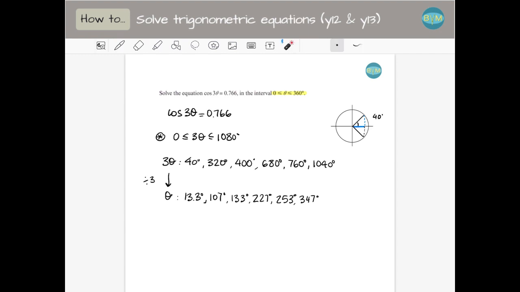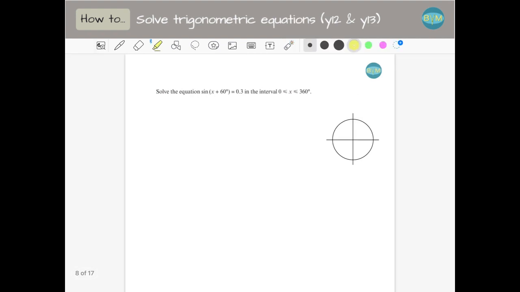And the important thing with these questions, when you have 3 theta or 2 theta or a half of theta, is that you transform your interval and find all the solutions in your interval. If not, if you use the original interval, look how many solutions you are missing. Yeah. The same when you are adding or subtracting an angle, you are going to transform the interval first. So you are doing sine of x plus 60 equals 0.3. So you are adding 60 to your interval.